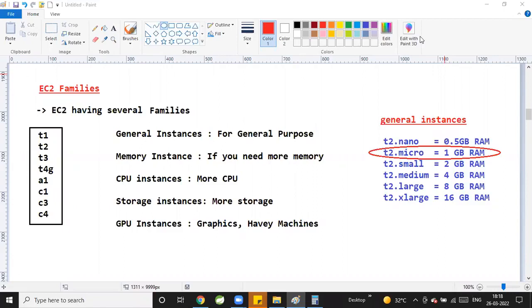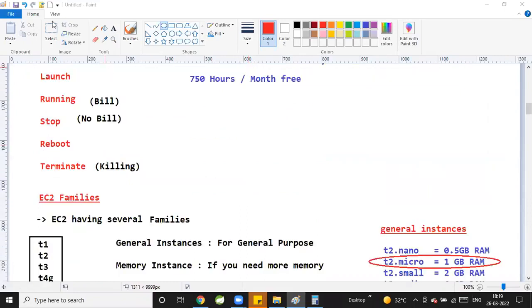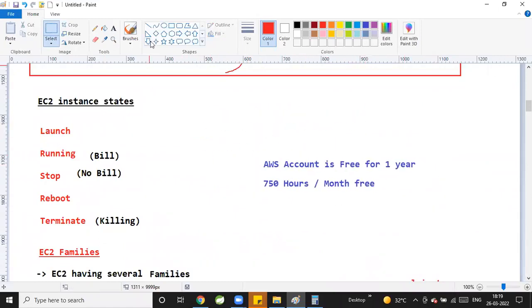In the general instance family, there are several family members: T2.nano, T2.micro, T2.small, T2.medium, T2.large, T2.xlarge. Out of these, our favorite family member is T2.micro, which has 1 GB RAM and one virtual CPU. It is free tier eligible, so we are using it free of cost to learn AWS. In the company, they may use any family member according to their requirement.